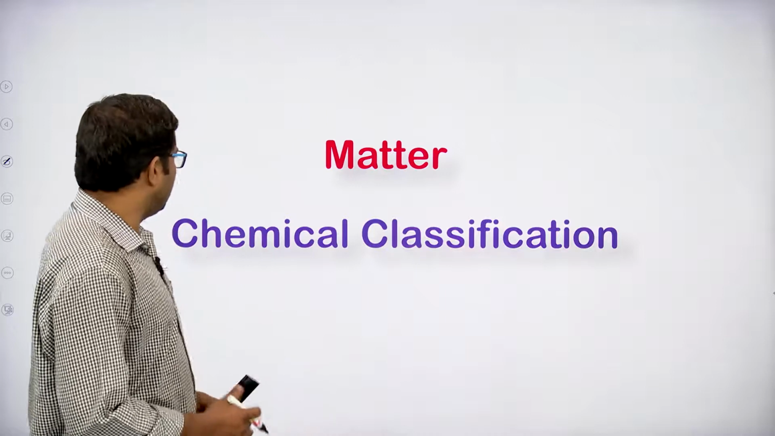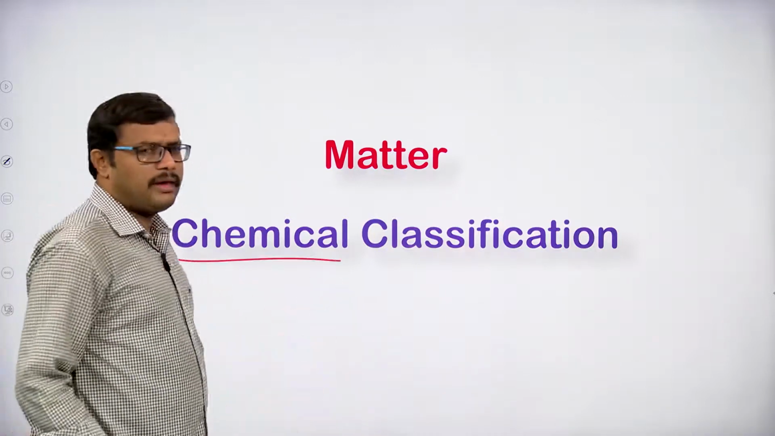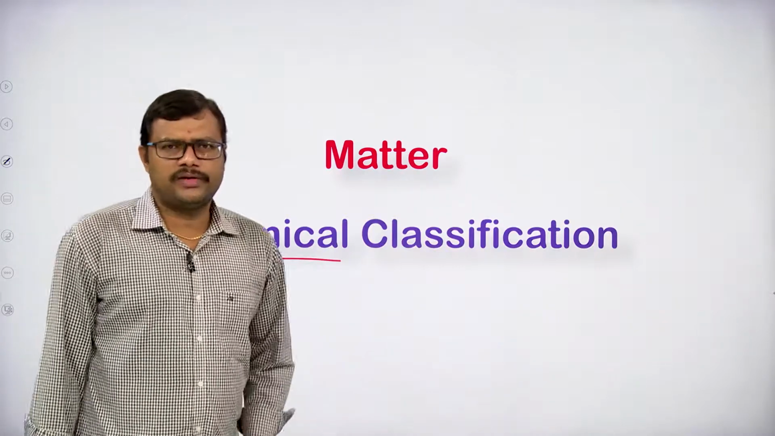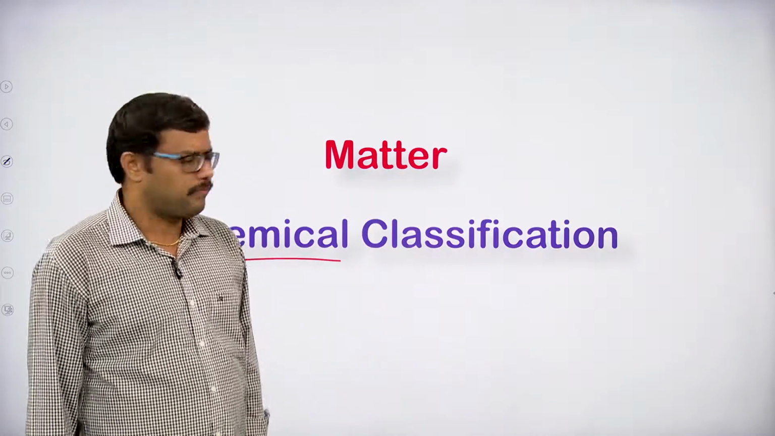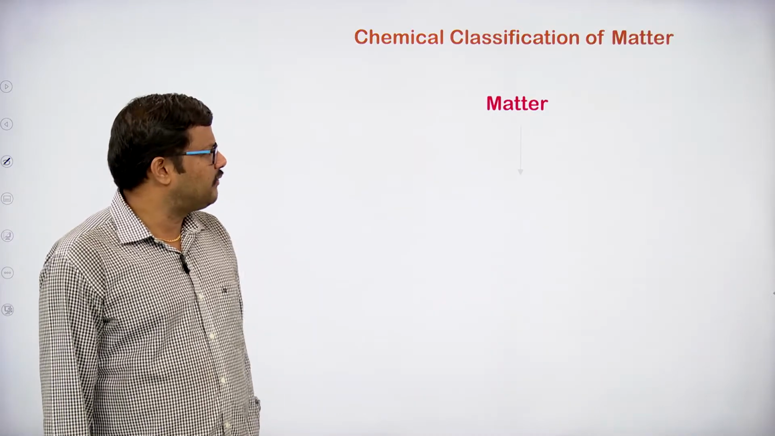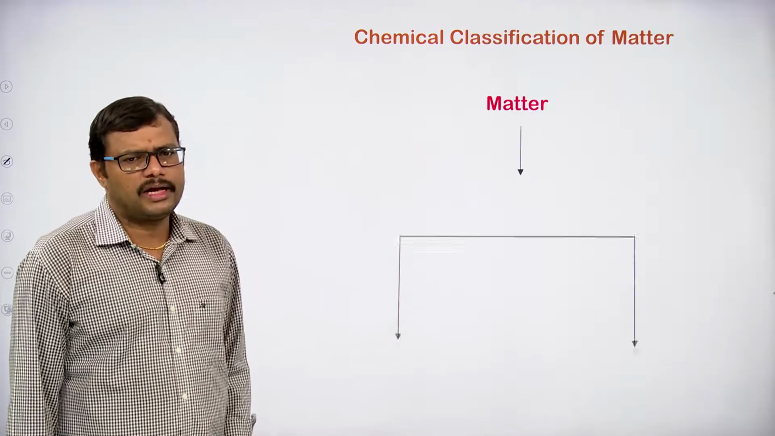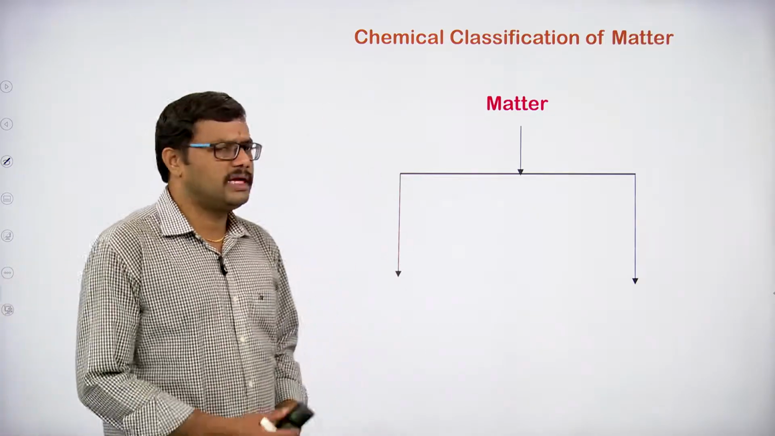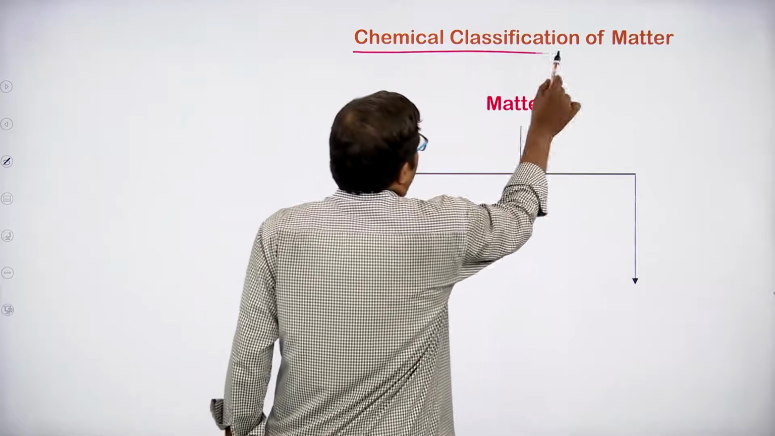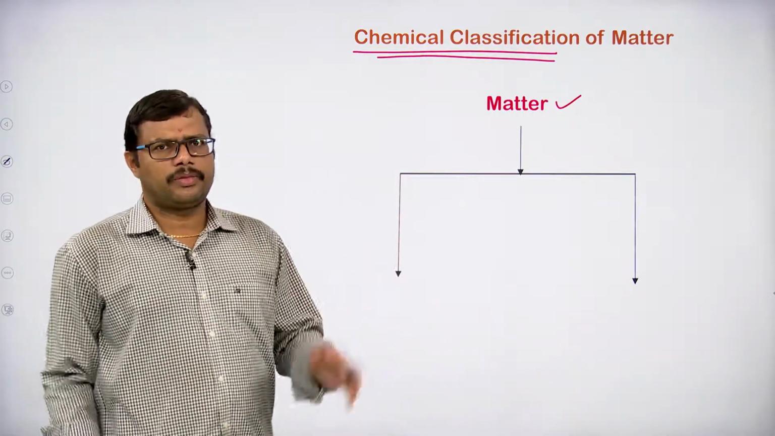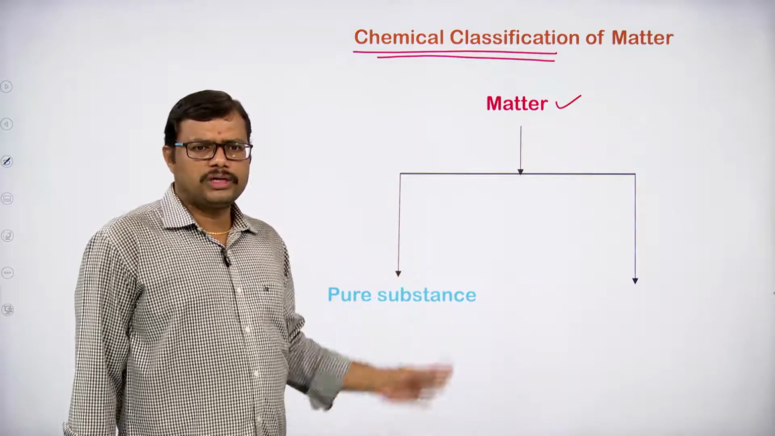Now, in this class let us discuss the chemical classification. As we have done in the case of physical classification, here matter can be classified into 2 categories. Under chemical classification, matter can be classified into 2 categories. What are they? Pure substance.